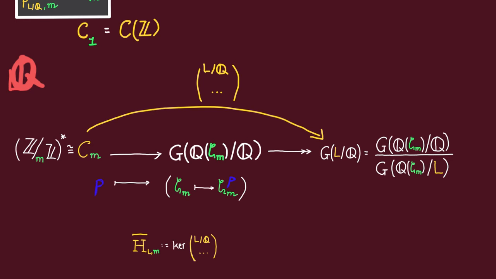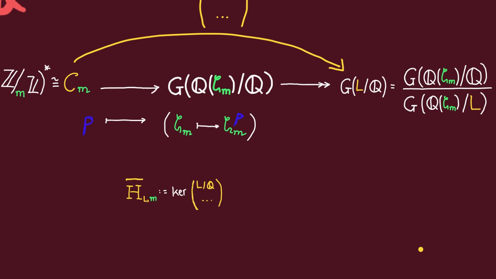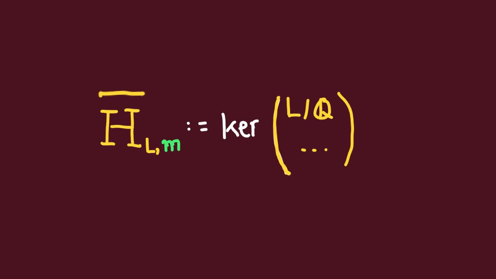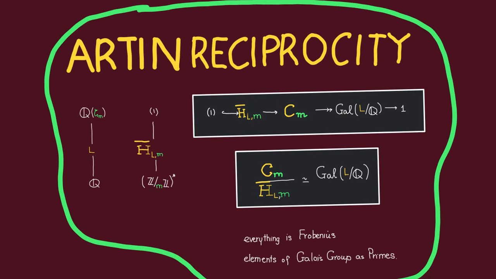Now, if we compose that map with the surjection from this Galois group to the Galois group of L over Q, then we get a map from this generalized ideal class group into the Galois group of L over Q. We call this the Artin map and denote it by this. Then trivially, if we denote the kernel of this map by H, then we have an isomorphism between the quotient of C_M by H and the Galois group of L over Q.